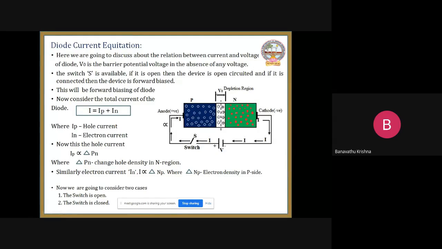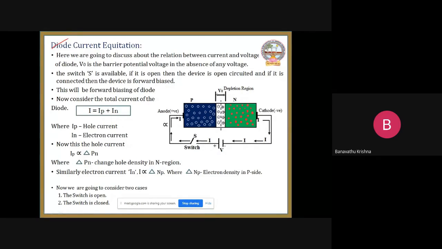Due to the concentration gradient, the depletion region is formed here. The depletion region has a potential barrier voltage. How is the potential difference developed here? Due to the electric field intensity across the junction, it is developed as V0. So let us discuss this diode current equation.